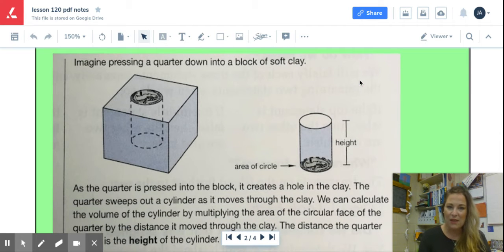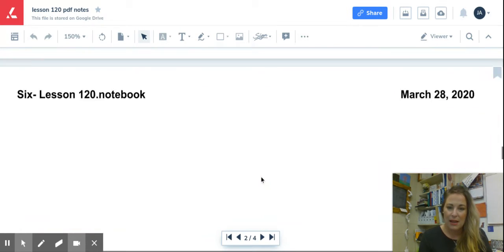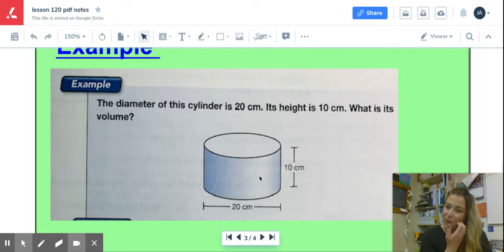The example they give is the idea that if you took a brick of clay or Play-Doh and pushed a quarter all the way down, you'd end up with a hollow space shaped like a cylinder, and you could find the volume of that space. Here we go. The diameter of this cylinder is 20 centimeters. The height is 10 centimeters. What is the volume? If you want, pause the video, try to solve this on your own, and then check your work with mine in just a moment.